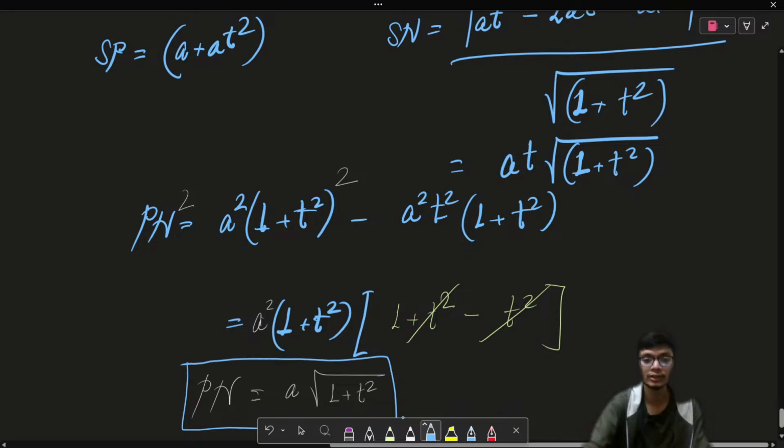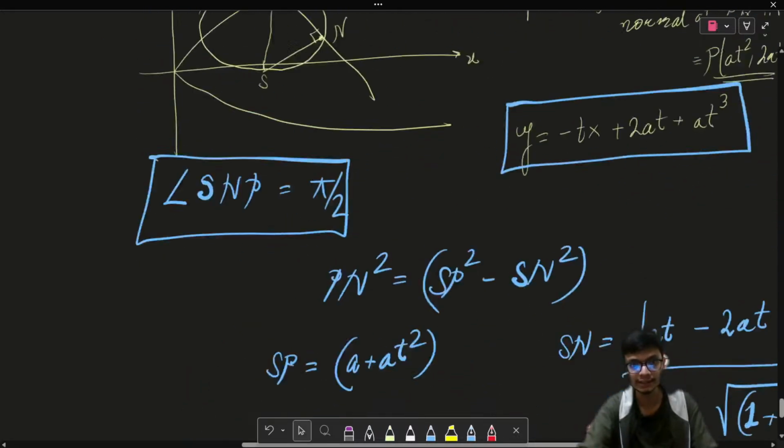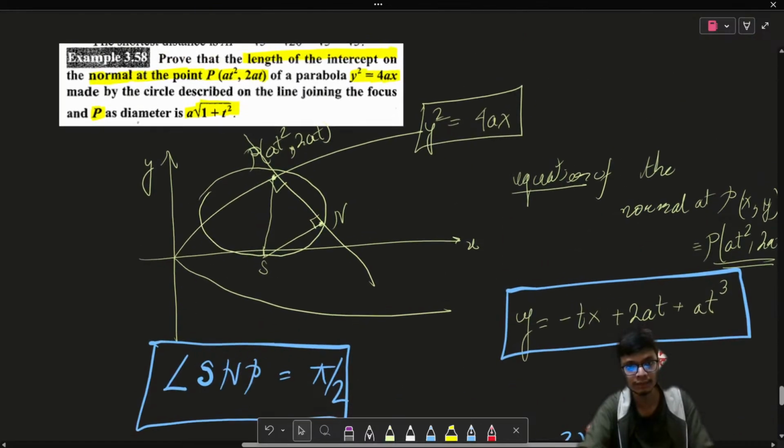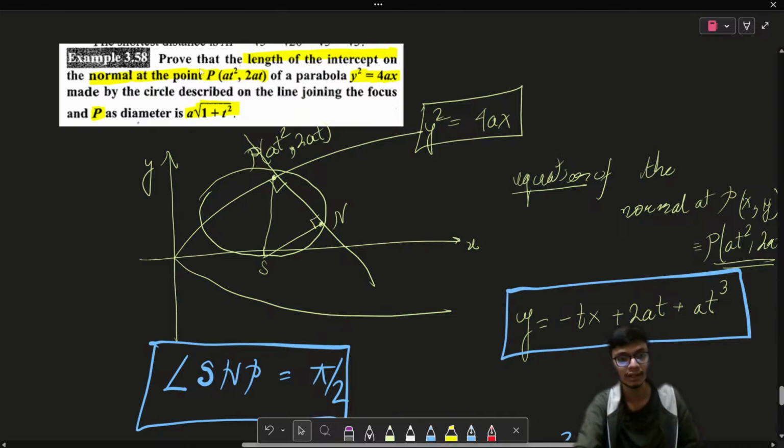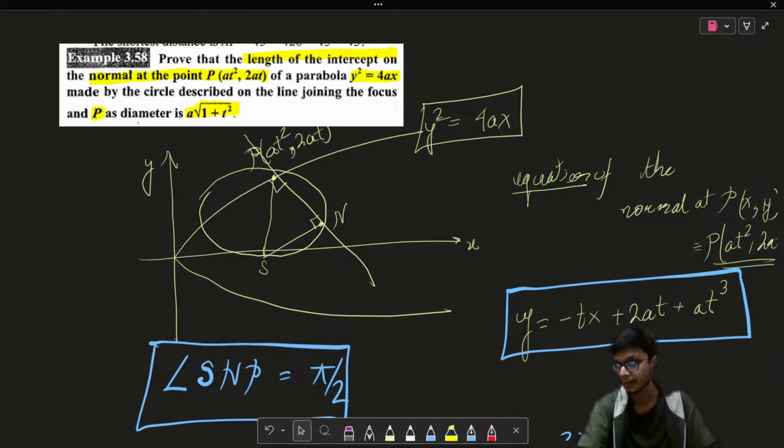Okay, so therefore I have easily proved that the length of the intercept on the normal at a point P to the parabola made by the circle describing the line joining the focus and the point P as a diameter is given as a times square root of 1 plus t square. Okay, so we have been able to prove whatever is given in the problem. Is this part clear to all of you? Is this question clear? Do let me know in the live chat.